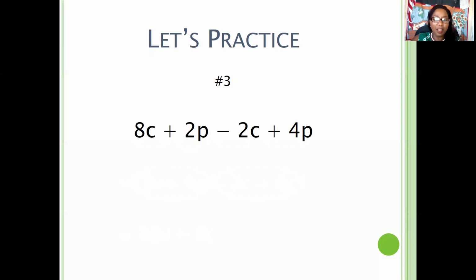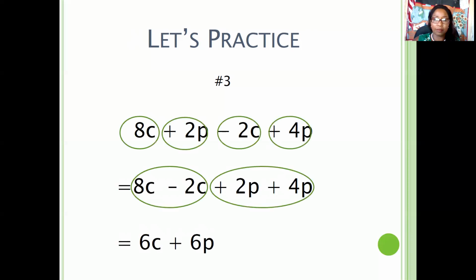Now, let's get into collecting those like terms. I want you to think about the steps that we went through. Our question, 8c plus 2p minus 2c plus 4p. Consider, how many terms do you have? Circle the terms. Then you're going to collect the terms and simplify. Take it one step at a time.